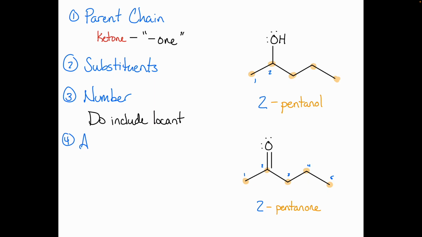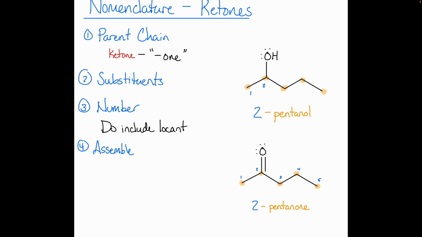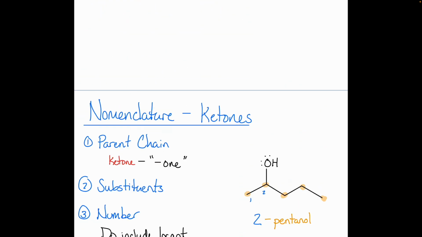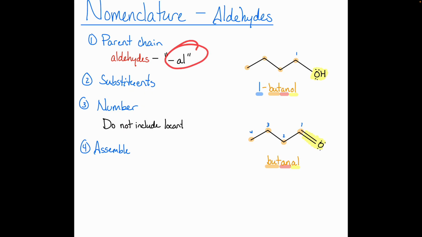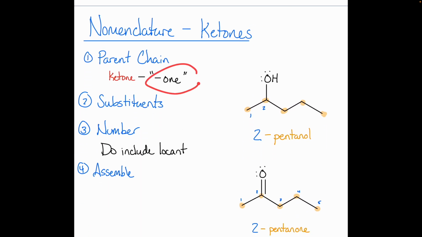All right, and that 4th step, when we assemble everything together, there's nothing new there. Okay, so the big distinction is we have our new ending here, our new suffix for ketones and aldehydes. For aldehydes, we use the suffix -al. For ketones, we use the suffix -one.